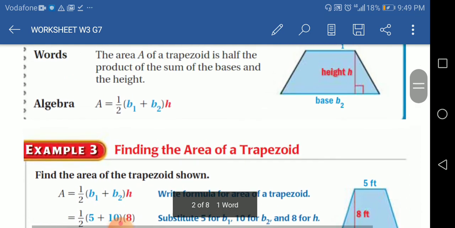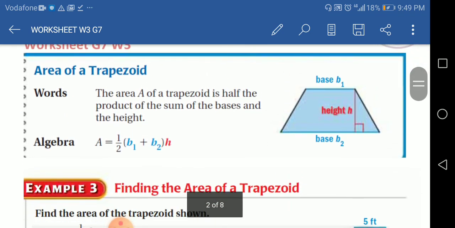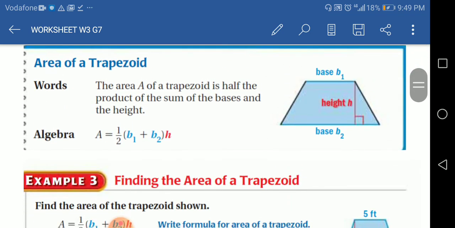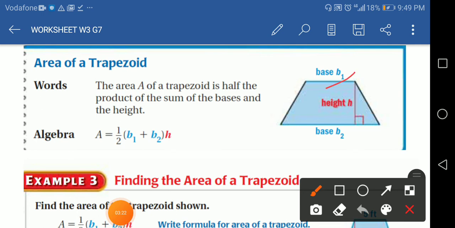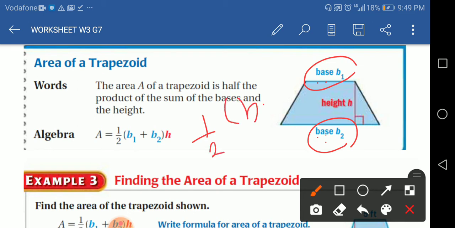Okay, guys. So we can have now the area of the trapezoid, which is very easy too. In the trapezoid, we can find what? Base 1 and base 2. We can see that we have two bases, so I'm going to calculate for the two bases. So we know that it's half, base 1 plus base 2, times what? Of course, the height.